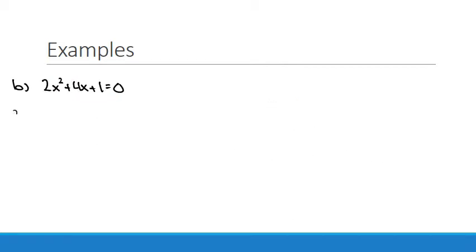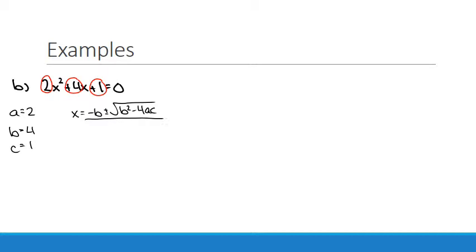Okay, b. Again, I think the first thing you should do is write down the a, b, and c values. The coefficient for the quadratic is the a. Coefficient for the linear is the b. Constant is the c. So 2, 4, 1. Write out my formula. Negative b plus or minus the square root of b squared minus 4ac, all divided by 2a. Again, I'm going to go through and leave these open brackets, and I'll come around after and plug things in.